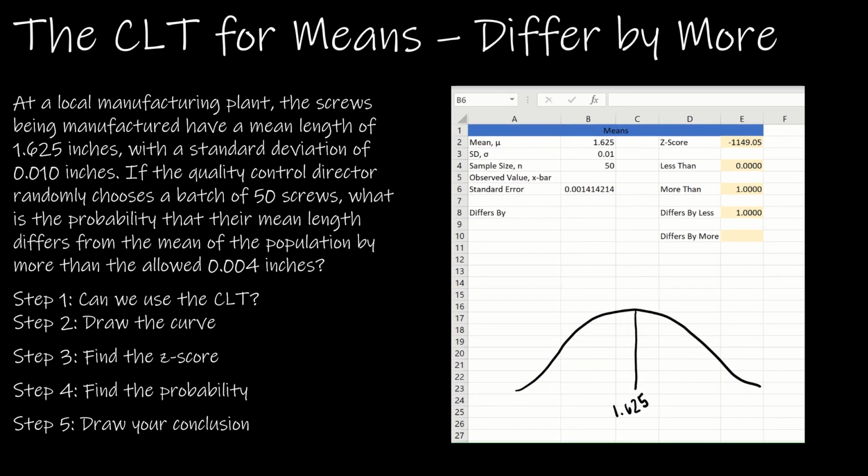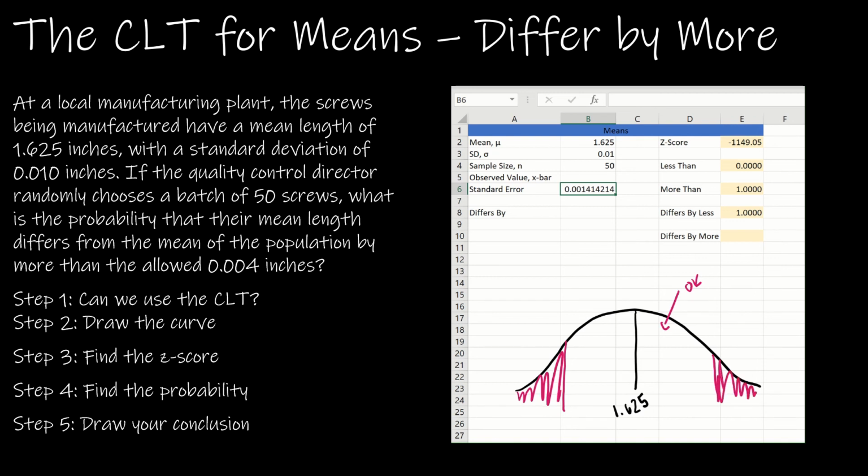Let's look at one last question here, and this is going to be differing by more than. So again, I'm not going to be very specific or precise with my picture, but if I'm looking at differs by more than, then I'm looking at some value here that this part is okay, and anything that differs by more than that, which is out here, is the area that I need to find.